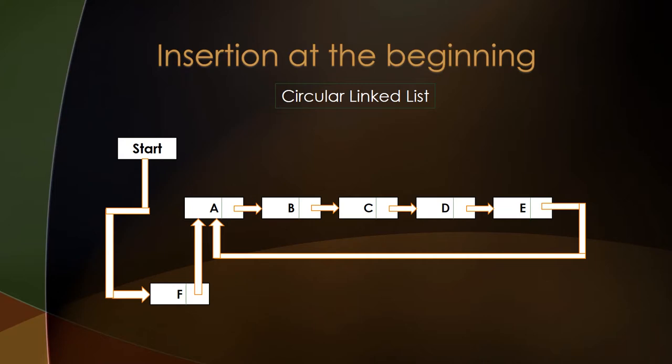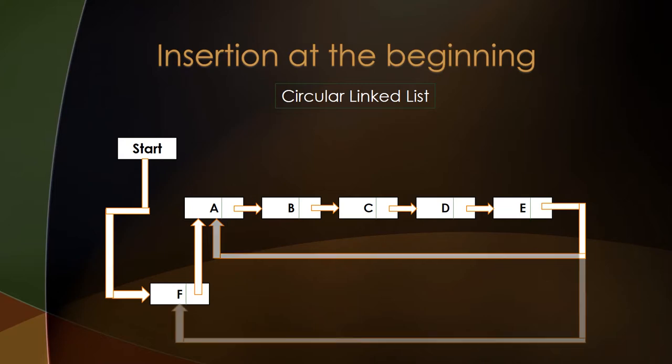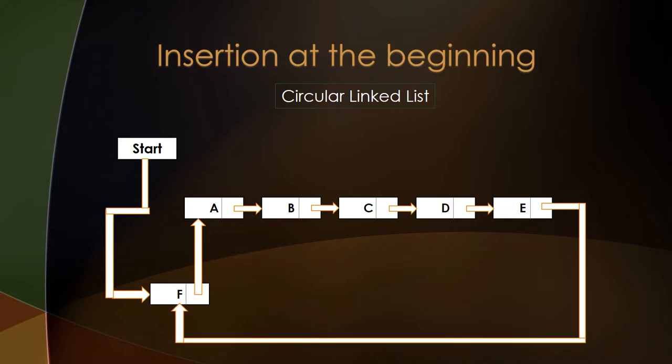Now, as a last step, we also need to change the pointer of E, so that it points to node F, since now it is the beginning of the linked list. An end pointer always points to the beginning of a circular linked list. So this is how we change the address of the next pointer of E, which now points to node F instead of node A. This is done by simply copying the address of the start pointer into the next pointer of node E, so that it points to the new node F, which is now inserted at the beginning of the linked list. And so this is how a new node can be inserted at the beginning of a linked list.